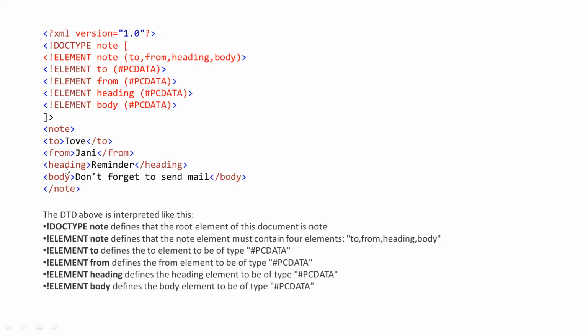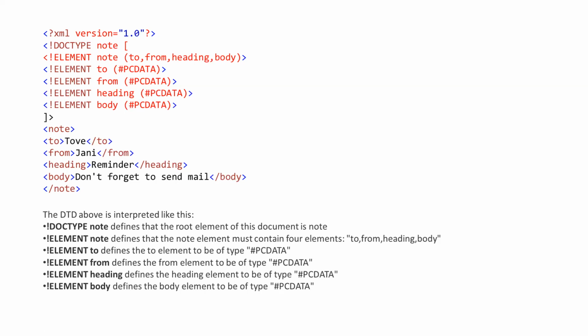In XML you can have only one root element. Note is the root element. To, from, heading and body are the sub elements. Even for body, if you want, you can again have sub elements, but the root is going to be one, that is note. So this is what is explained here, and this is how you define the internal DTD.